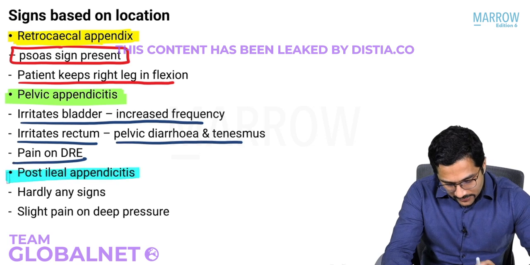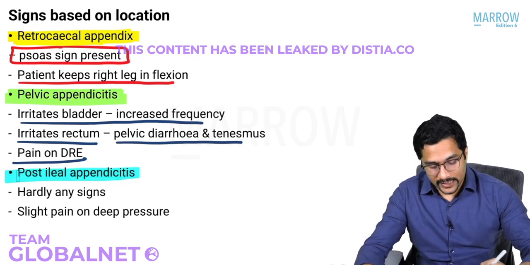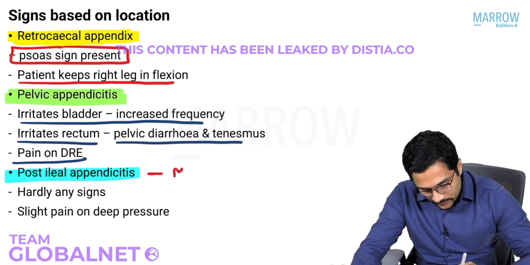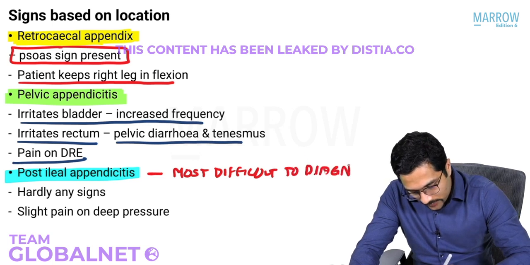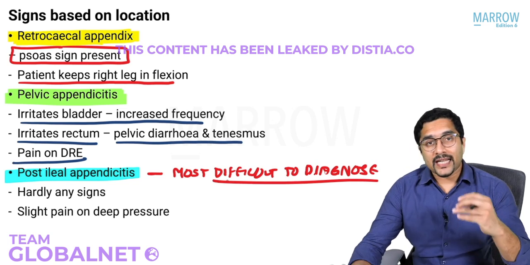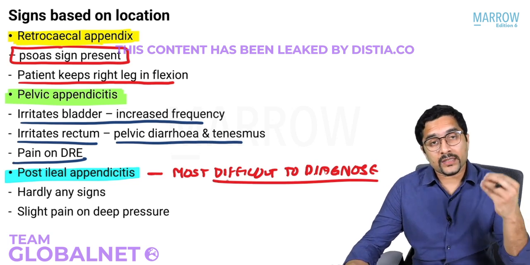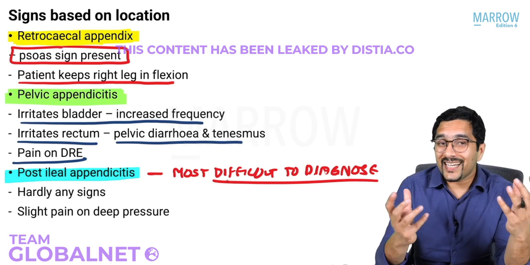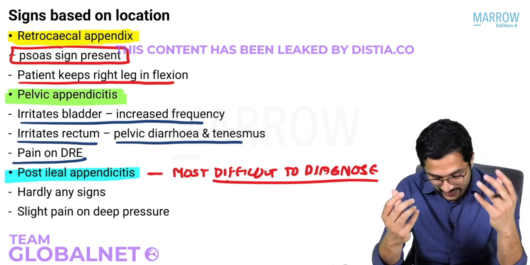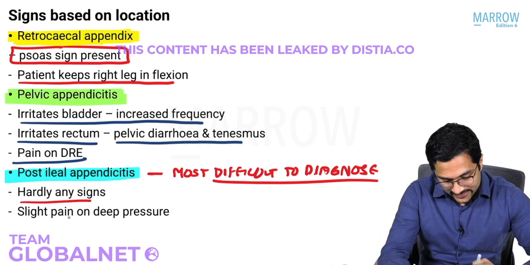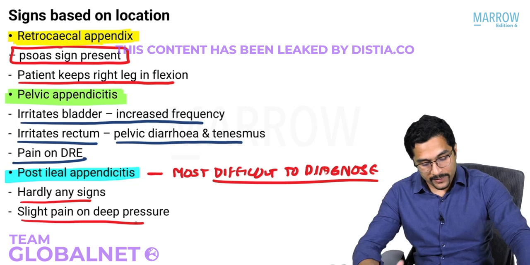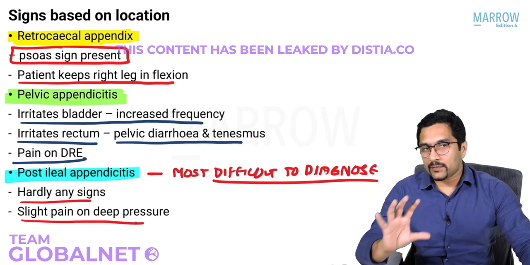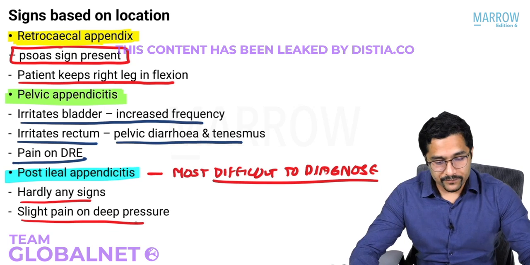And post-ileal appendicitis. Post-ileal is the least common site, and it is the most difficult to diagnose. And because it is the most difficult to diagnose, that is why this appendix can rupture and cause perforation with hardly any signs, right? There are hardly any signs, and there's just slight pain on deep pressure when there is a post-ileal appendix. So these were the typical presentations based on the location of the appendix.